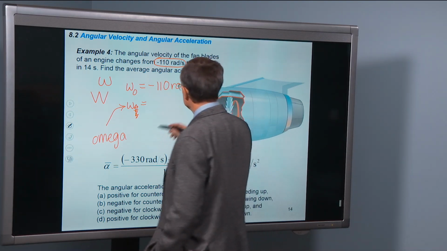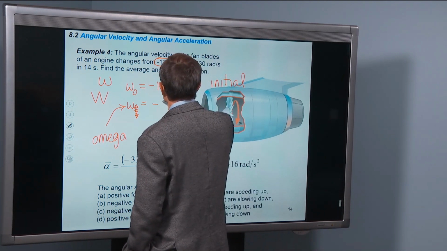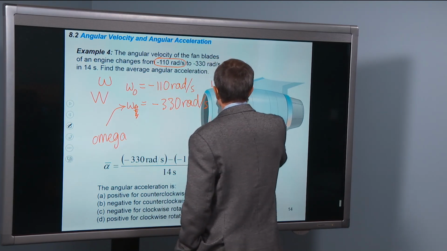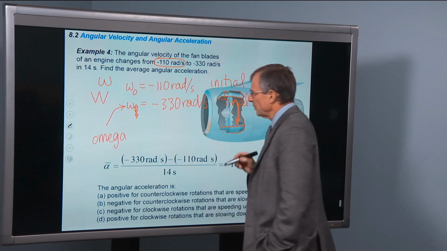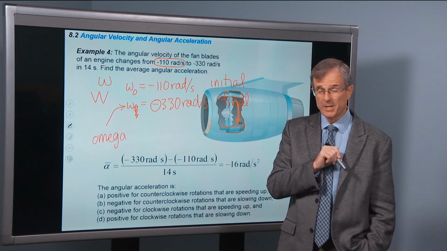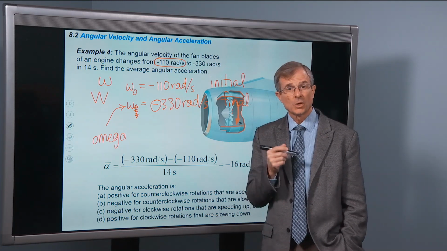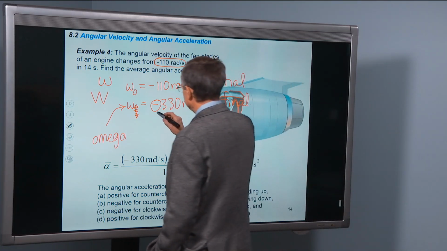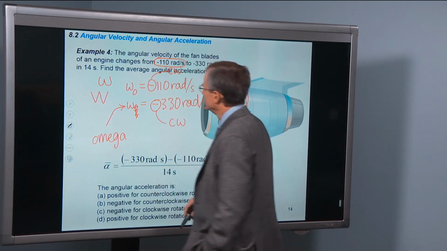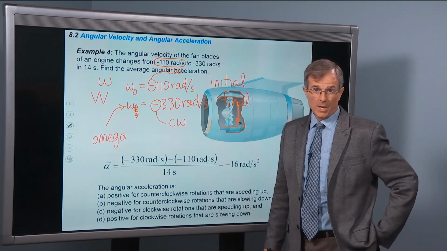The final, so this is the initial, and the final is negative 330 radians per second. So what does this minus sign say? I might ask you, what does the minus sign say? And you say, well, doesn't it mean that the rotation is clockwise? And I say, yeah, this is a clockwise rotation. Both of these are clockwise. So the angular displacements and the angular velocities are both clockwise.